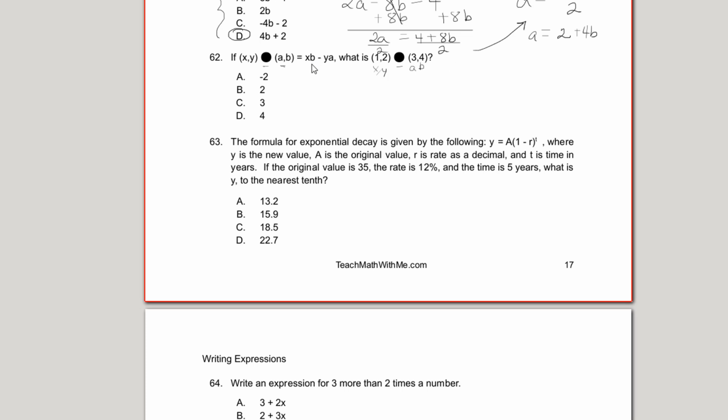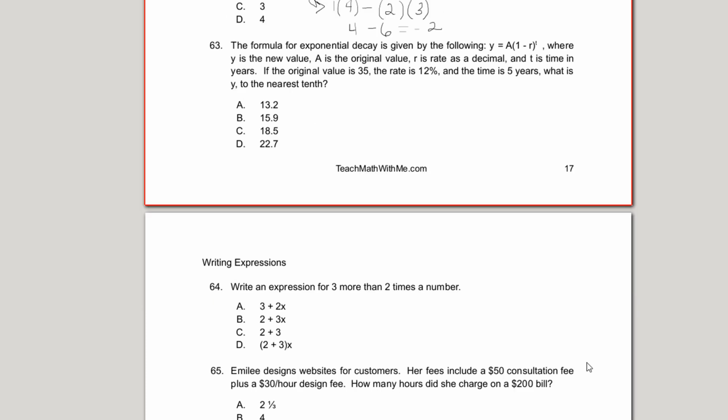So how do we expand that out? Well, it said XB. X is 1, times B, which is 4, minus Y, which is 2, times A, which is 3. And so now we can simplify. We get 4 minus 6, and that is equal to negative 2, and that's answer choice A.